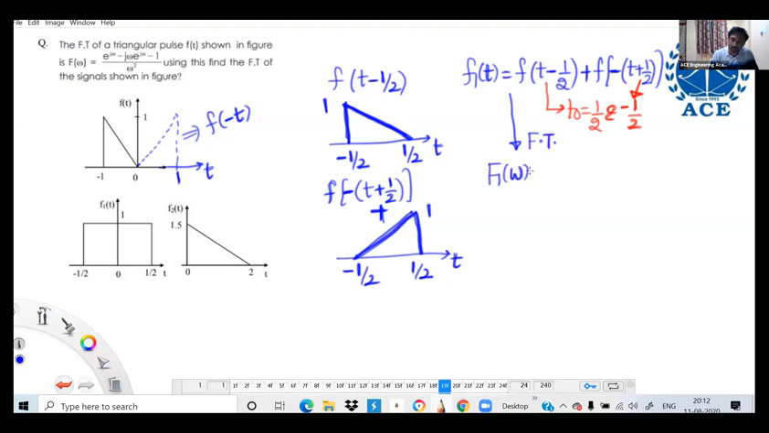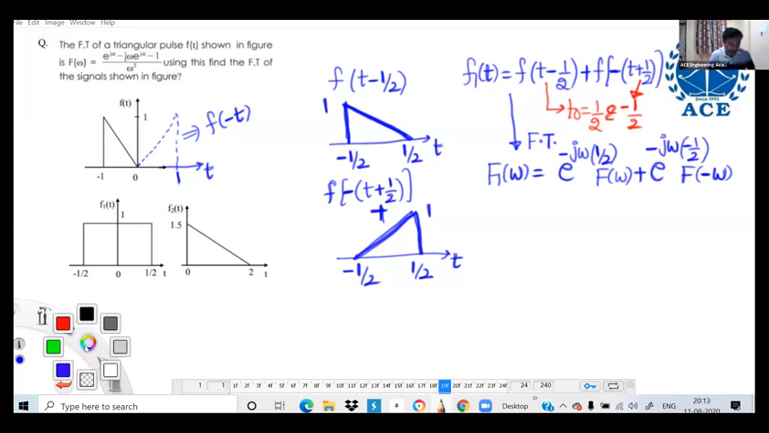F1 of omega equals e power minus j omega t naught into F of omega plus e power minus j omega t naught into, instead of f of t, what is there? Instead of f of t, f of minus t means it becomes F of minus omega. Two properties, shifting and reversal. This is having positive shift t naught 1 by 2. This is having negative shift and reversal. After application of shifting, f of minus t means F of minus omega.